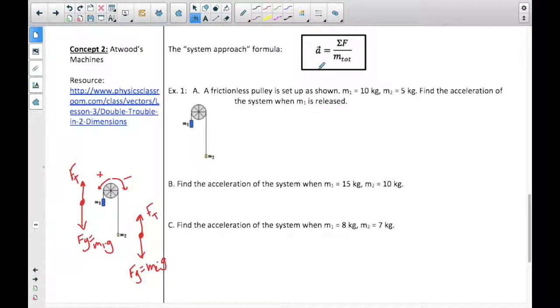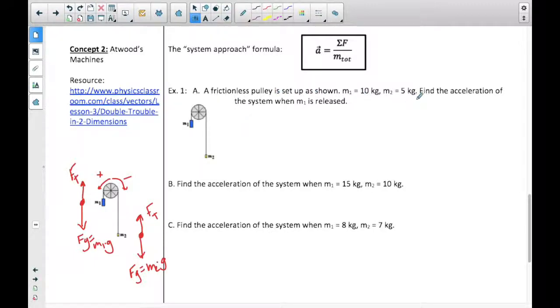Now, I wanted to include this information because there are going to be times that we have to go back to these free body diagrams and try to determine separately what's going on in mass 1 and what's going on in mass 2, and figure out some information there. So we will need this information. But for the most part, we're going to stick with this formula, which is we're just going to look at the whole system altogether. If I start this problem, it says a frictionless pulley is set up as shown.